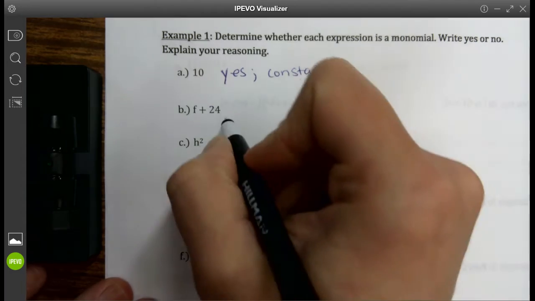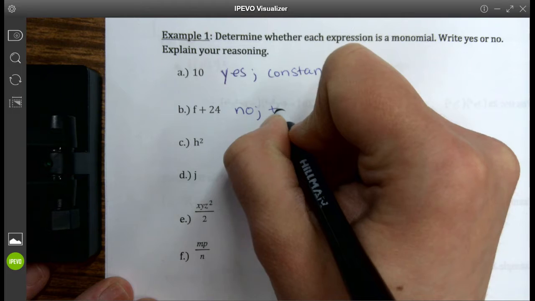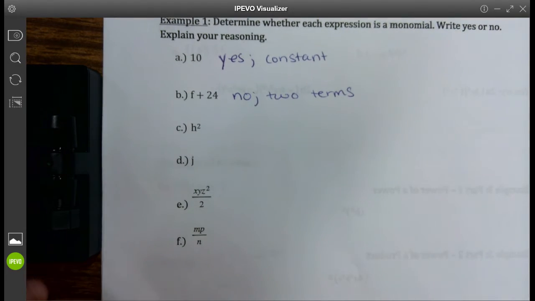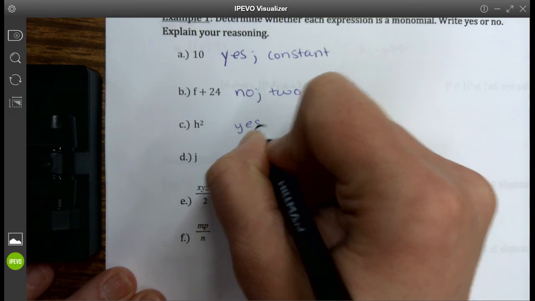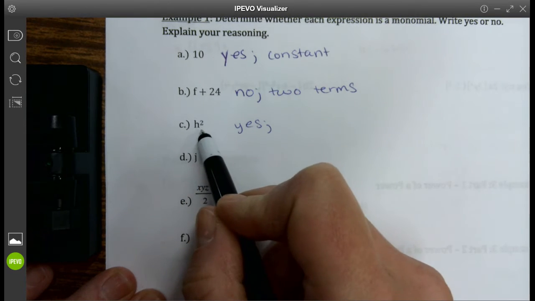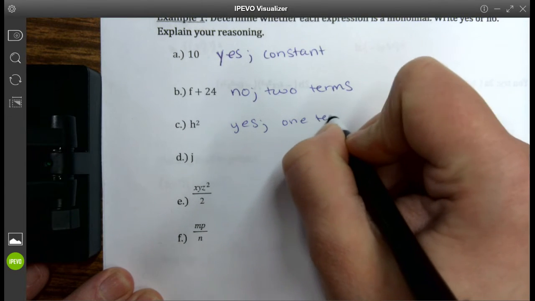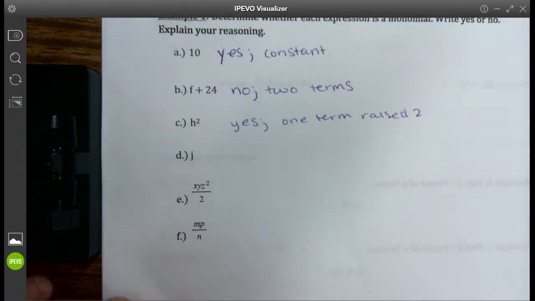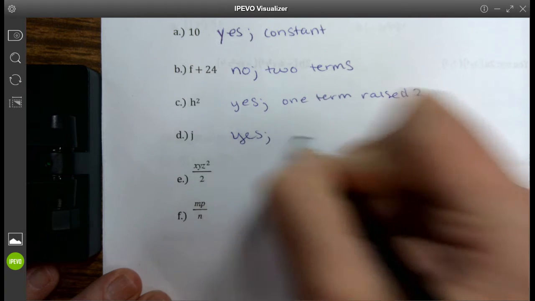Part B, f plus 24 is not a monomial. There are two terms. Terms are separated by plus and minus signs. Part C, yes, it's a monomial. It's one term raised to the second power, which is positive. Yes, one term raised to a positive 2. J is a monomial, so yes.